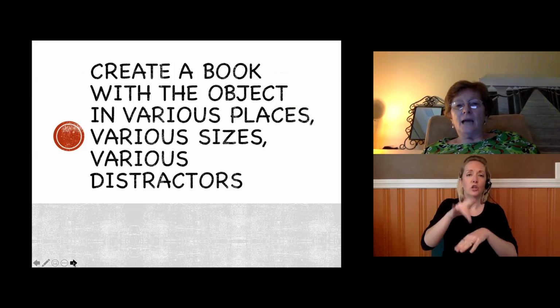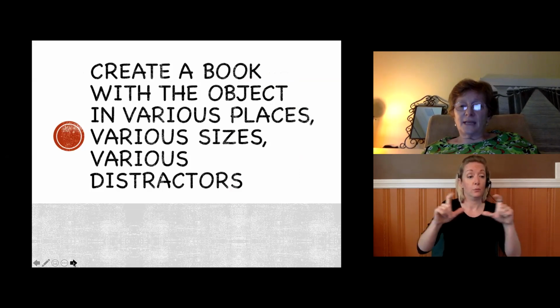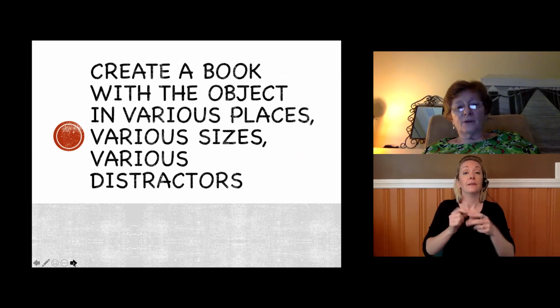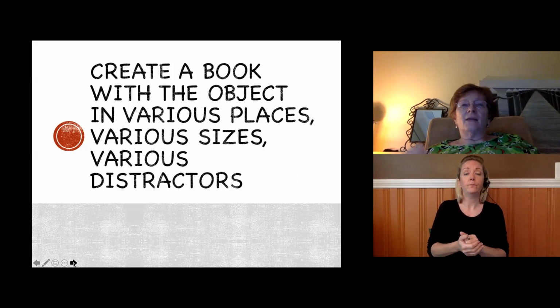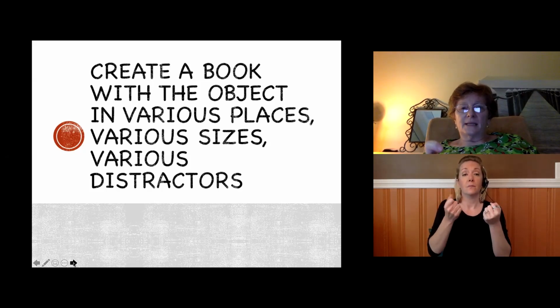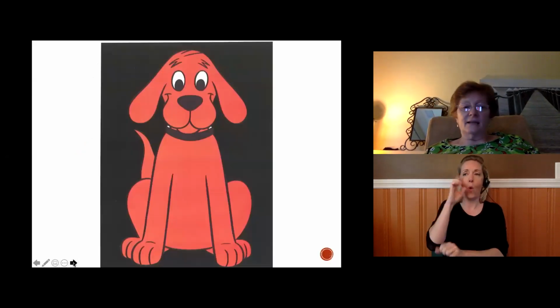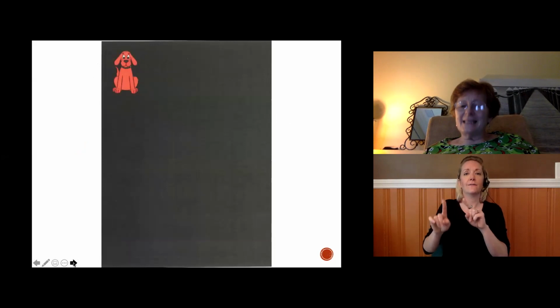Then I create a book with the object in various places, various sizes, and then finally with various distractors. I don't want the child to think that my cup is this only one picture that's a 4x6 and nothing else means cup. I want them to understand, let's say Clifford is a favorite character, that this is also Clifford. This is also Clifford.